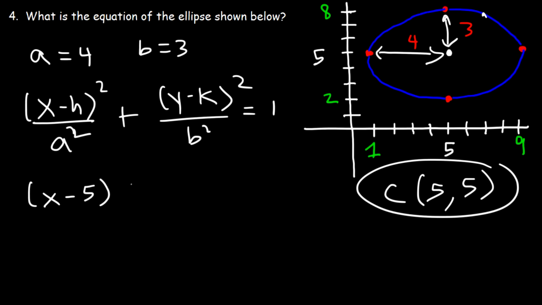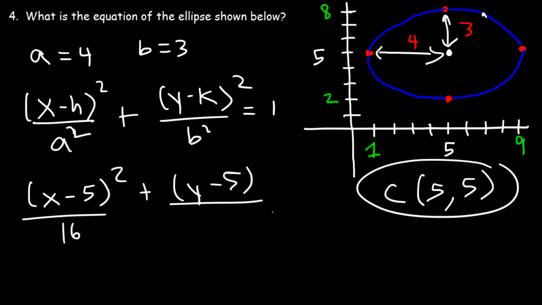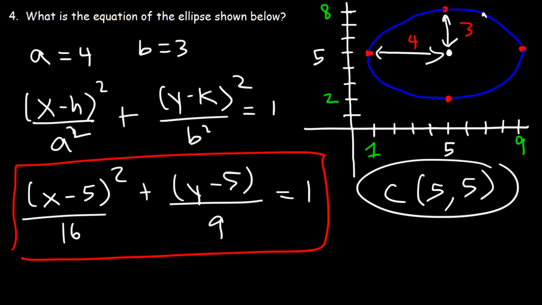So h is 5 and k is 5. A is 4, so a squared is 16. B is 3, so b squared is 9. This is the equation. Now there's one small detail that I'm missing, and that should be squared. So that is the equation. Both of these must be squared for the equation of an ellipse. So that's it for number 4. That's all you got to do.